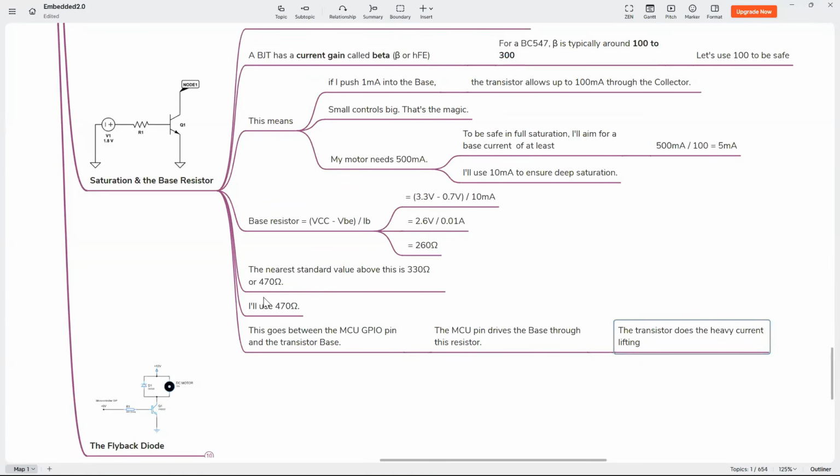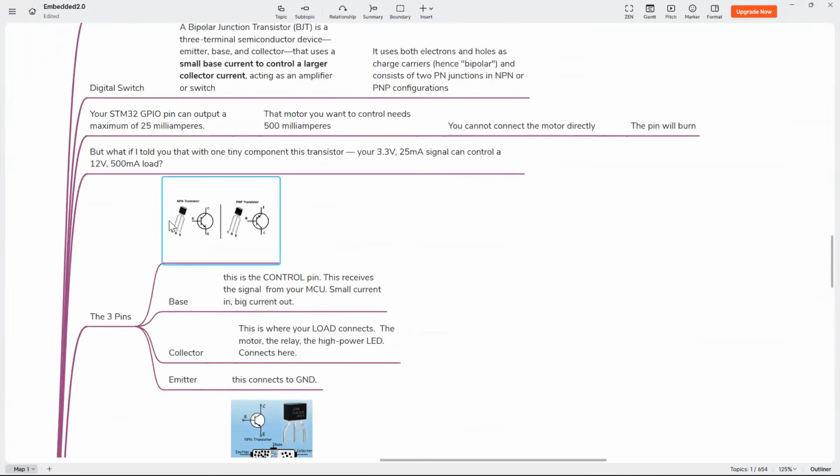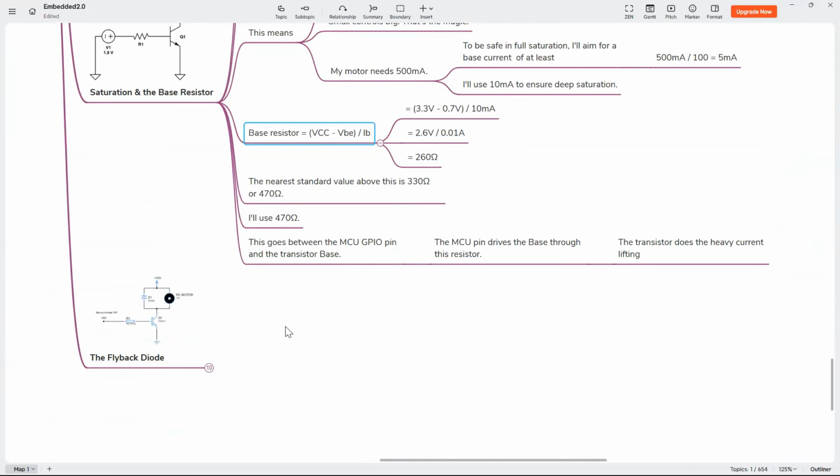So that is what the base resistor is all about. Remember, in that transistor there is a collector, base and emitter. Collector is the pin where the load is connected. Emitter is the pin where ground is connected. Base is the pin which is connected with the microcontroller for controlling the switch. But remember, the base can't be directly connected with the microcontroller. Instead, we have to put one resistor in between. That resistor is known as a base resistor, and it can be calculated using the formula VCC minus VBE divided by IB. And this is okay.